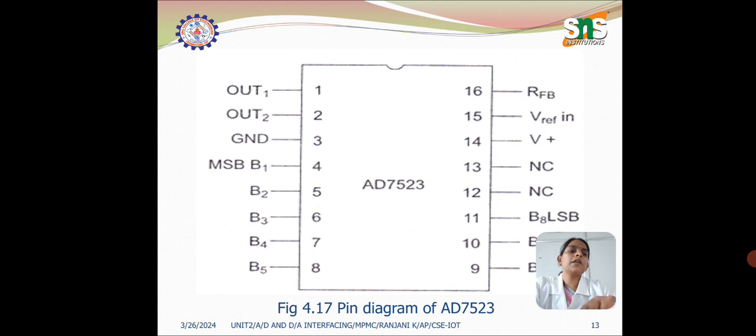So this is the pin diagram of AD7523, where pins 1 and 2 are connected to OUT1 and OUT2, and the third pin is connected to ground. Pins 4 to 8 are connected to the MSB, B1 to B5, and the 15th is connected to the reference voltage, and the 14th pin is connected to the supply voltage, and the 13th and 12th pins have no connection, and the 10th and 9th pins are connected to the LSB, B6 and B7.